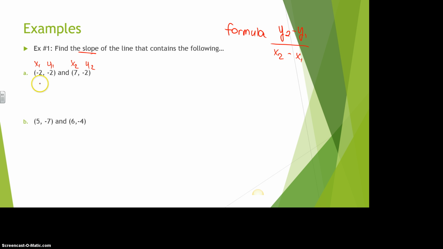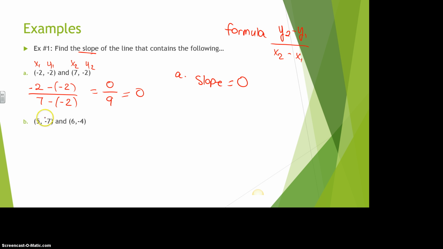So now let's set this up. y2 is negative 2 minus y1, which is negative 2, over x2, which is 7, minus x1, which is negative 2. Negative 2 minus negative 2, think of that as negative 2 plus 2, which is 0, over 7 minus negative 2, think of 7 plus 2, which is 9. 0 over 9, we're going to simplify that to become 0. So the slope of A equals 0.